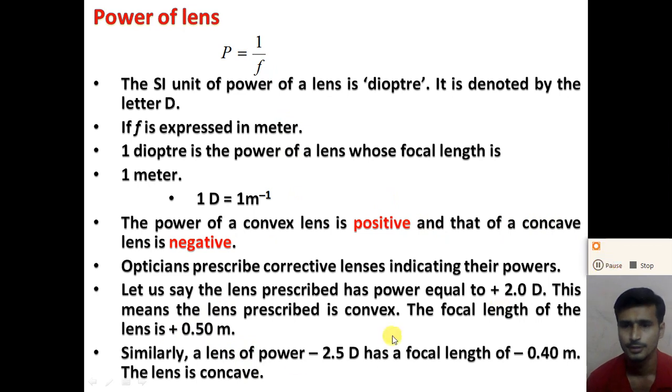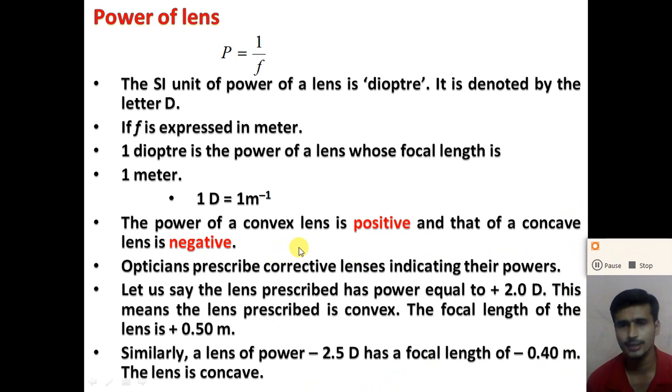Similarly, if the optician prescribes us a lens of power minus 2.5 diopter, minus means the optician prescribes a concave lens, right? How do we calculate the focal length? Focal length f is equal to 1 by P. So if you do 1 by 2.5, we get 0.4. So the lens of power minus 2.5 diopter has a focal length of minus 0.40 meter, and the lens is a concave lens.